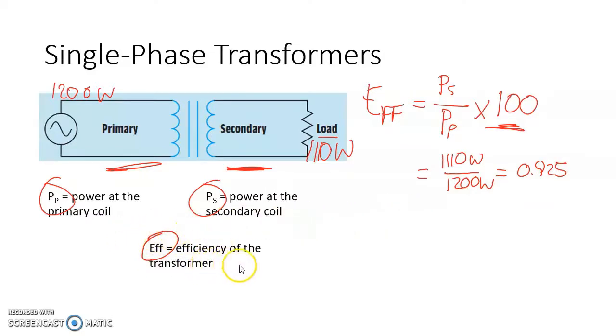Efficiency, transformer efficiency, however, is always measured in percentage. So to convert the 0.925 into a percentage, that's the multiplied by 100, and so that yields a 92.5% efficient transformer.